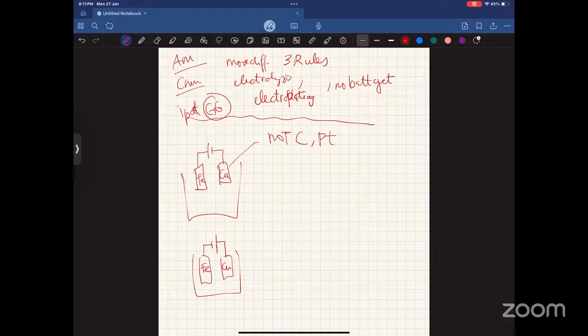Like for the iron and copper. I'll give you the electrolyte also. CuCl2, aqueous. You need to know if it's dilute or concentrated. Sure. Dilute. Okay.